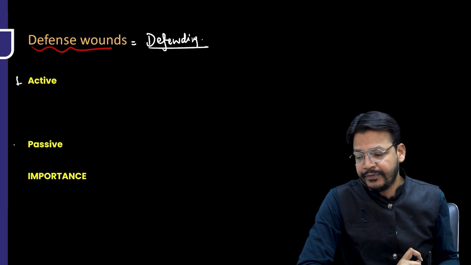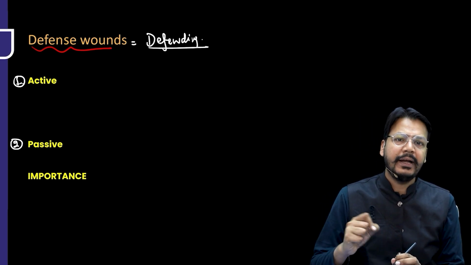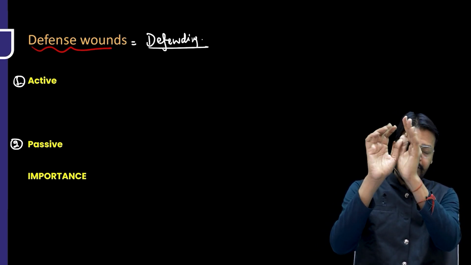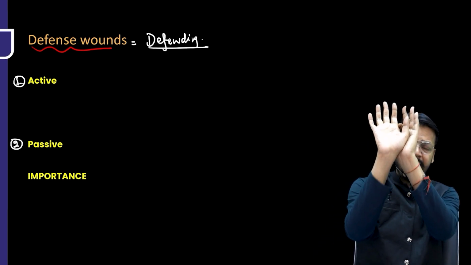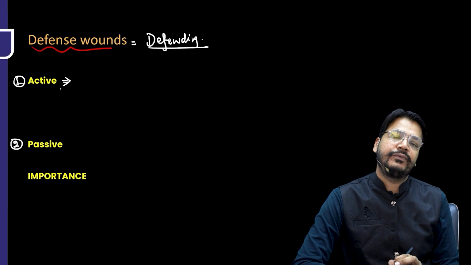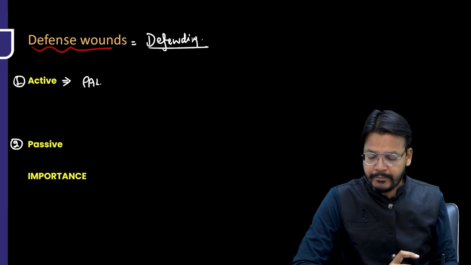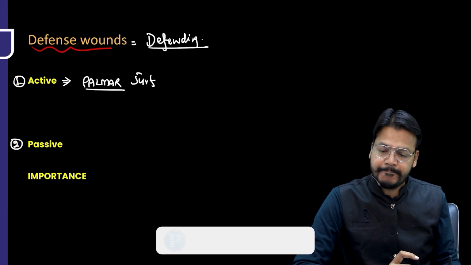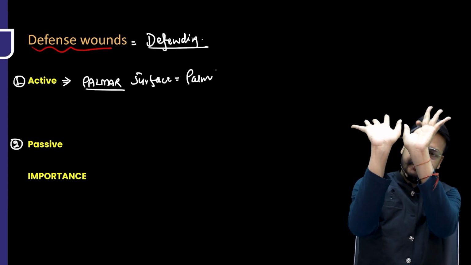The first type of defense wound is active. The second type is passive. Active means you are doing defense in this manner, while passive is just like this. So you actively defend, that's active. The most common site of an active defense wound is the palmar surface, your palms. If you have a defense wound on the palm, that means it's active.